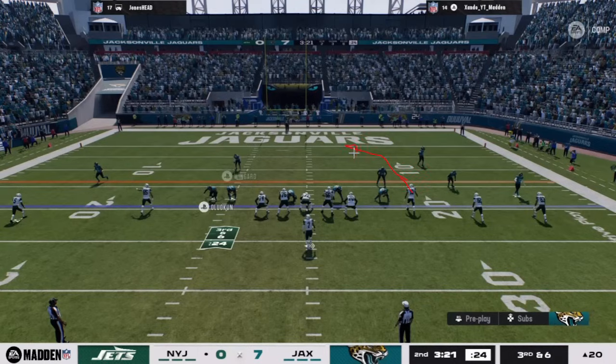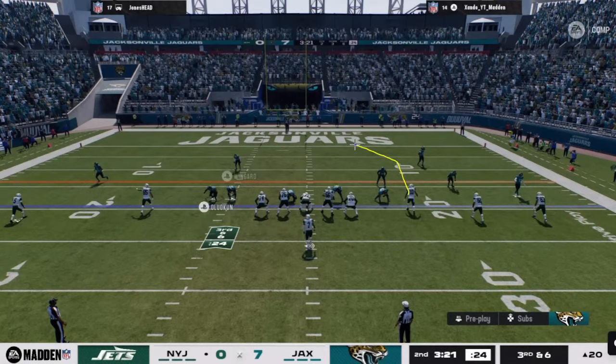Okay, let's say we get something like this. At the snap of the ball, he's reading 3, reading 3. All right. And once he notices he's running a vertical pattern, he knows that the safety is going to take that route man to man. So now I get my eyes on number 2 because I'm taking the vertical of number 2, right?